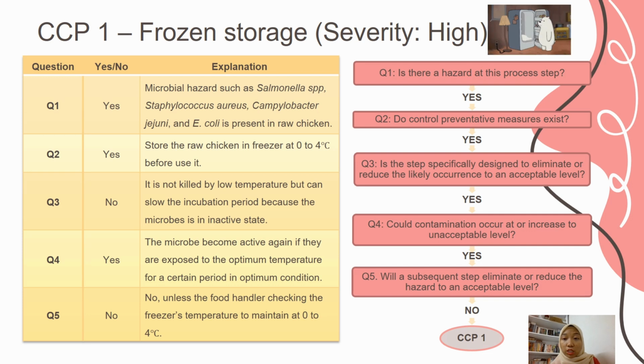For frozen storage, it is CCP because microbial hazards such as Salmonella species may be present, and this microbe can be prevented by checking the core of the chicken temperature below 5 degrees Celsius for 24 hours. It is not killed by low temperature but the incubation period can be slowed because the microbes are in an inactive state.